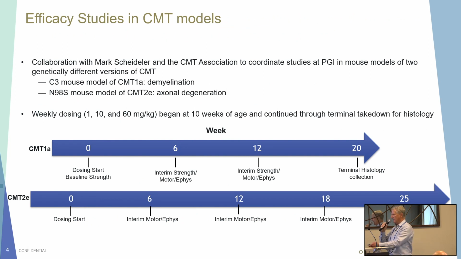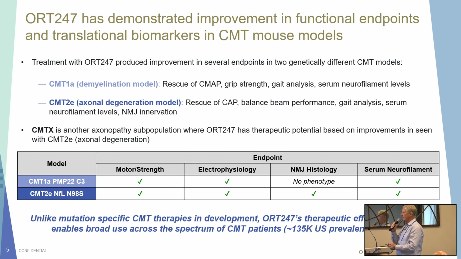The scheme of the study here: we started dosing weekly doses intraperitoneally of 3 different dose levels, 1, 10, and 60, beginning at 10 weeks of age in the animals, and continued through terminal takedown for histology. And we did a bunch of interim measurements along the way in life in those models. So here's a very high-level summary of the data.